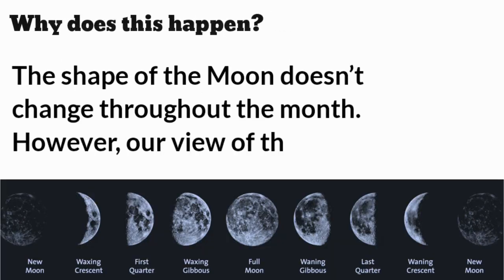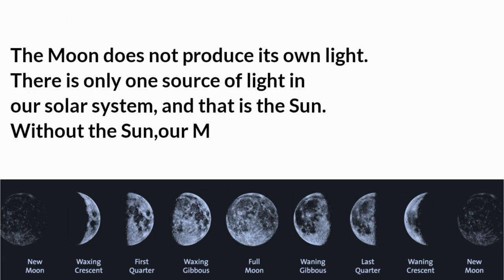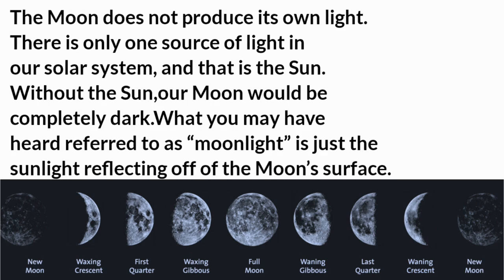Why does this happen? The shape of the moon doesn't change throughout the month. However, our view of the moon does change. The moon does not produce its own light. There is only one source of light in our solar system, and that is the sun. Without the sun, our moon would be completely dark. What you may have heard referred to as moonlight is just the sunlight reflecting off of the moon's surface.